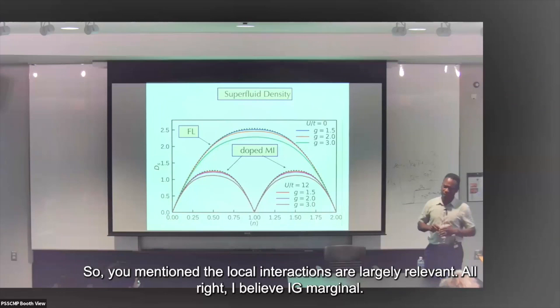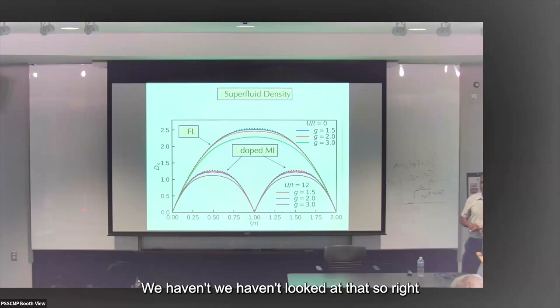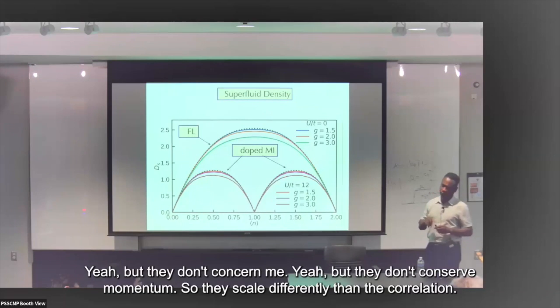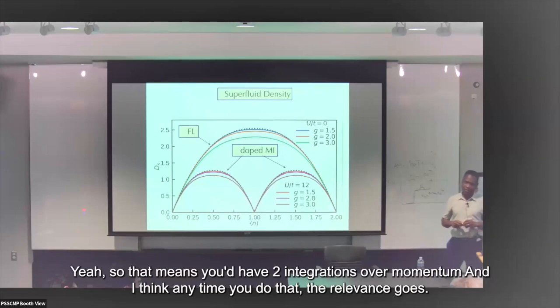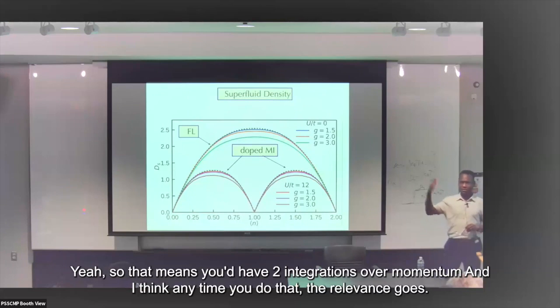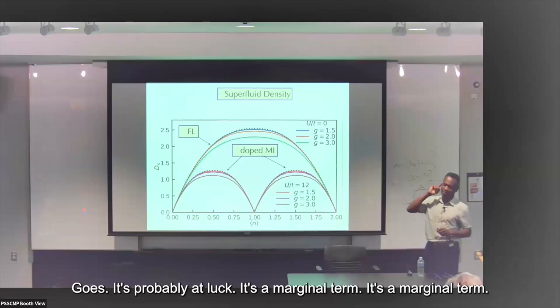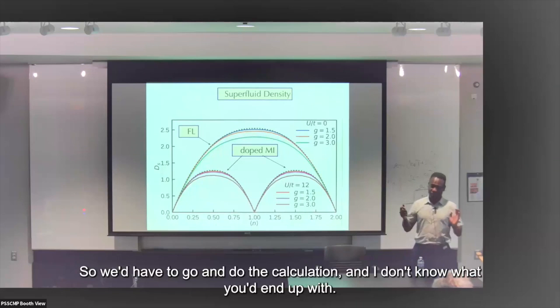So you mentioned the local interactions are RG relevant. Right. Impurities are, I believe, RG marginal. Are they still marginal? We haven't looked at that. There are two fermion operators in the impurity term, right? Yeah, but they don't conserve momentum. Right. So they scale differently than the interaction. Correct. That means you'd have two integrations over momentum, and I think any time you do that, the relevance goes. It's probably a marginal term. So we'd have to go and do the calculation, and I don't know what you'd end up with.